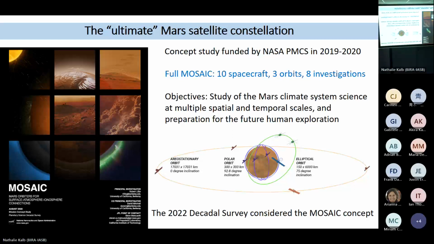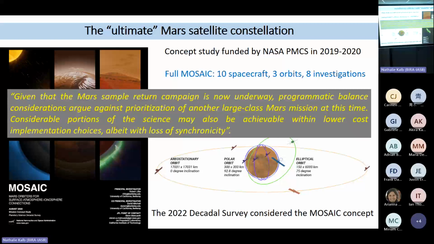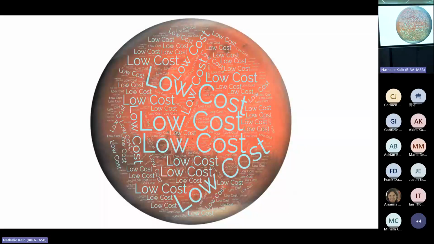So great, but we submitted it to the decadal survey, and the result was, yeah, that's great. It's a very large class mission. We have the Mars sample return campaign on our way. Of course, this is too expensive. We cannot fund it. But the interesting part is actually this: a portion of the science may be achievable within lower cost implementation choices. So the keyword here is low cost. What 2 words? Low cost. Getting something to Mars at a lower cost could pay.